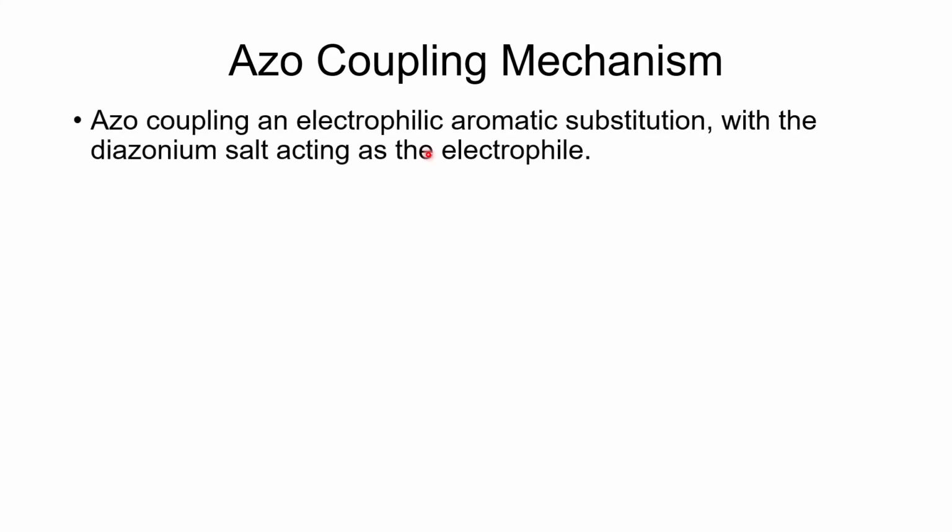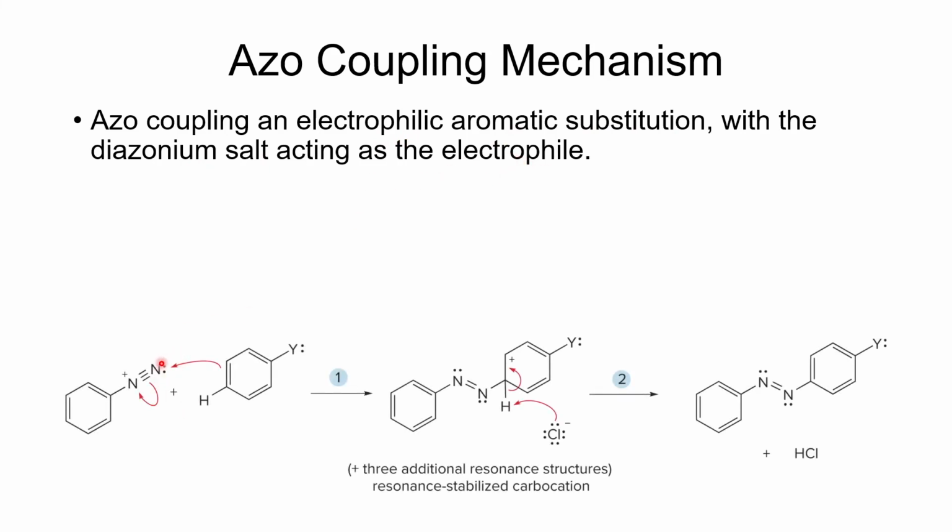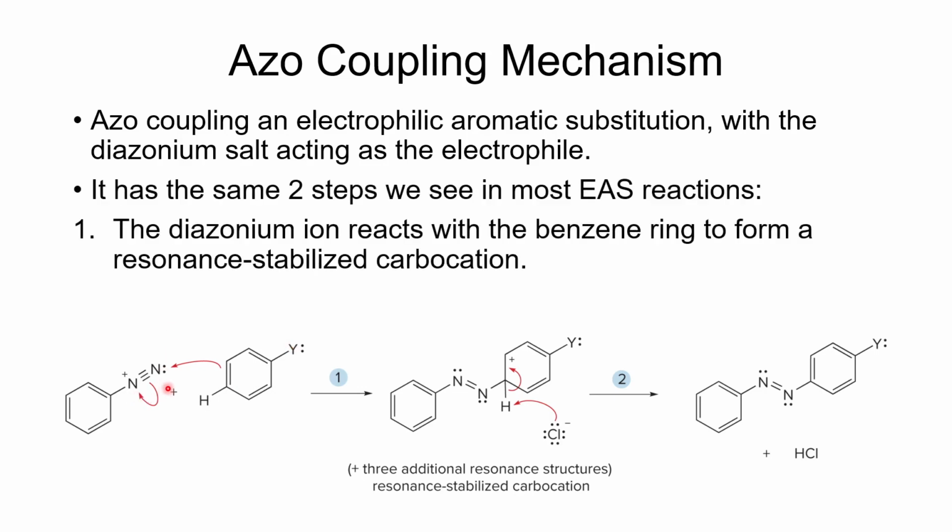All right, so let's look at that azo coupling mechanism. It's an electrophilic aromatic substitution, and the diazonium salt is acting as our electrophile. That nitrogen has a partial positive character because of this positive charge, which means we can do electrophilic attack on this aromatic ring. The only reason we can do this is because we have this strong electron donating group. So the diazonium salt acts as an electrophile.